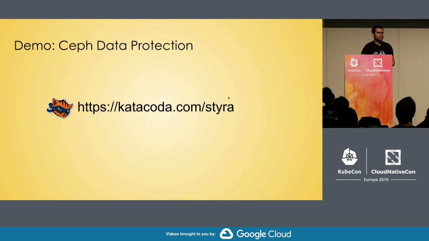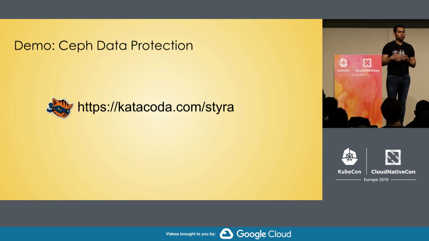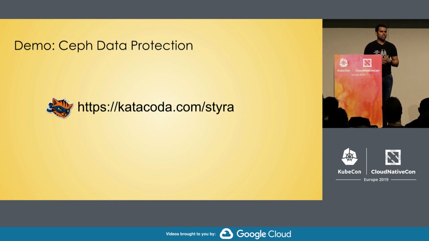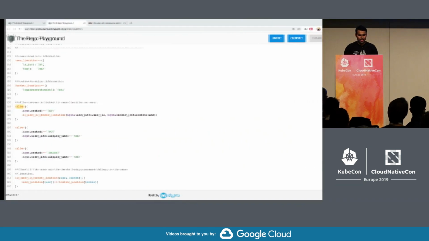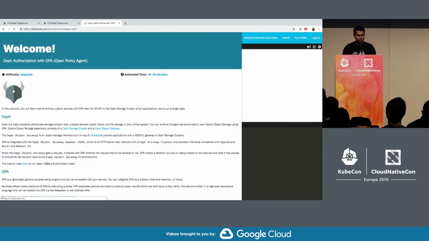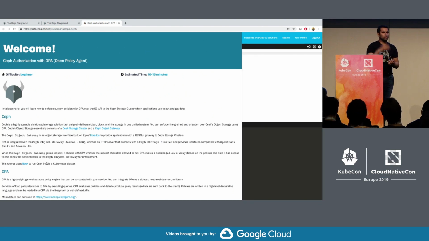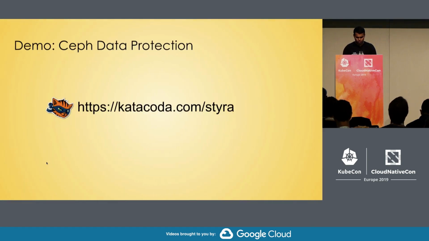And so what we've done is we've taken this entire integration and we've converted it into a step-by-step interactive tutorial, which you can try by going to this specific link. And if you go to that link, you will not just find that Ceph tutorial, but you'll also find a cool admission control tutorial with Kubernetes, which you can try out as well. So you simply start the scenario, and you can go step by step through the entire integration and try out how we can authorize requests using OPA and Ceph. So I encourage you to try it out later.